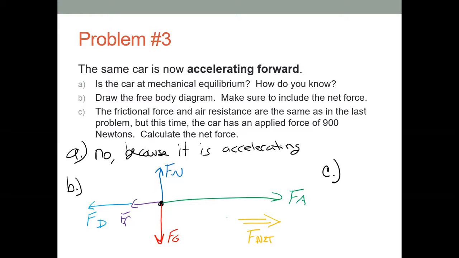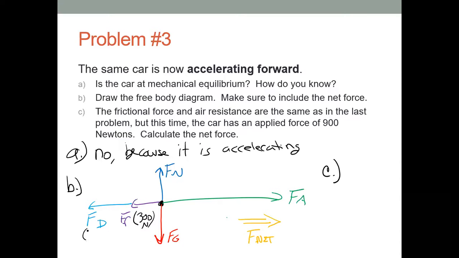So we'll do part C here. The frictional force and air resistance are the same as the previous problem, right? I can't remember which is which. How much was friction in the last problem? Anyone have it in front of them? Well, you should all have it in front of you. Someone tell me what friction was. Yeah, okay, good, thank you. So the friction force in the last problem was 300.